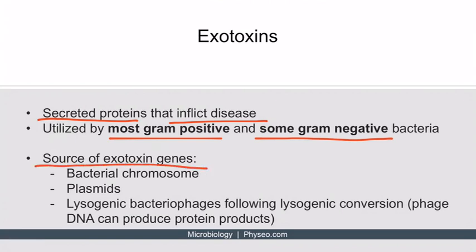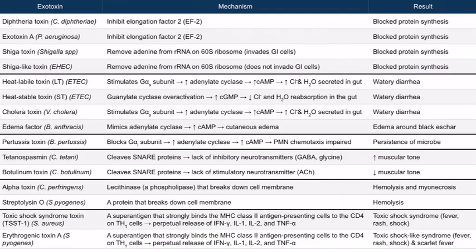Anyways, the source of exotoxin genes are the bacterial chromosome, plasmids, and lysogenic bacteriophages. In the next lecture on bacterial genetics, we discuss plasmids and lysogenic bacteriophages in detail, so we won't dive into the details here. For now, just appreciate the fact that exotoxin genes can come from more than simply the bacterial chromosome.